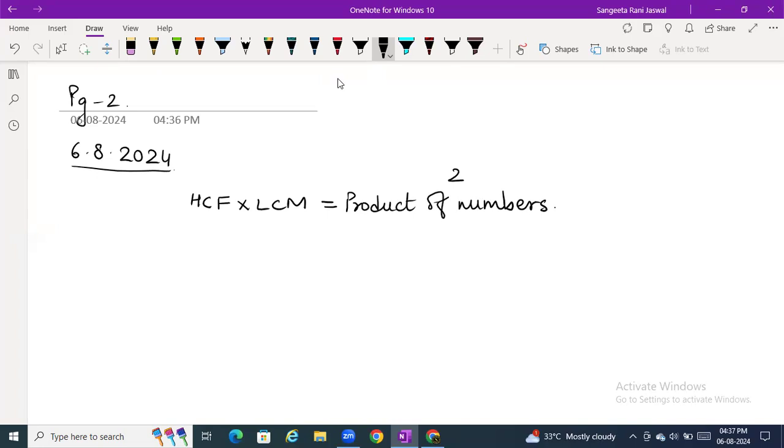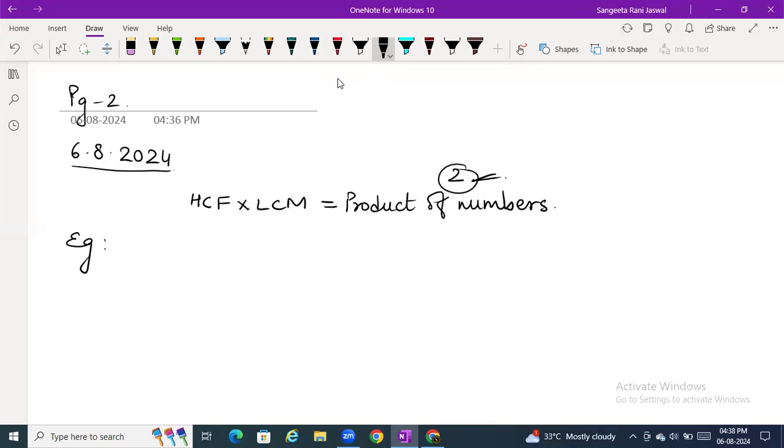But this rule is applicable only when you have two numbers, if you are finding the HCF of two numbers. HCF into LCM is equal to the product of the numbers only when you have two numbers. Okay, now let's see an example with this.